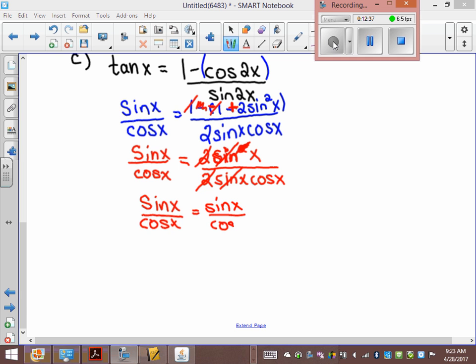Had you not changed the tan x to sine x over cos x, and you kept the tan x the whole way along, you'd get sine x over cos x, and you could just go tan x equals tan x. That would still work, right? It would still prove it's right. That's absolutely fine. I just personally like changing stuff to sines and cosines.